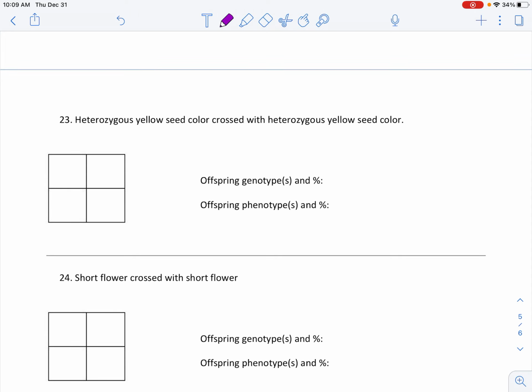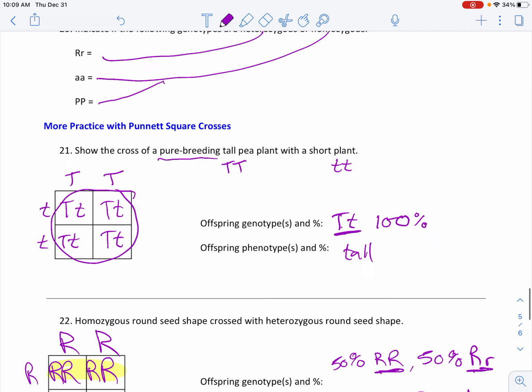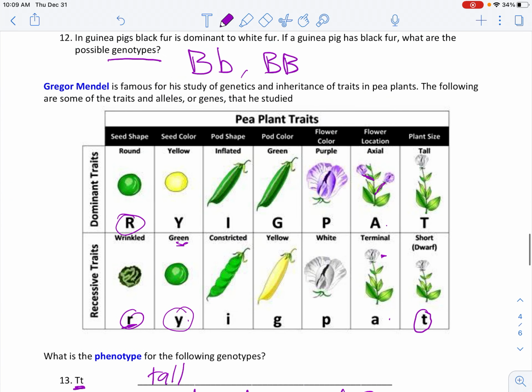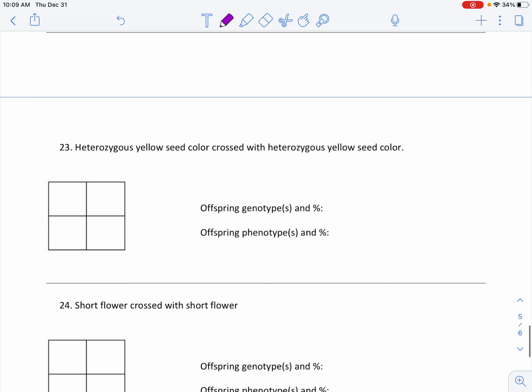23, another cross here: heterozygous yellow seed color crossed with heterozygous yellow. So you can just double check. Yellow is Y, and heterozygous would be big Y, little y, and that's what they both are. I'll try to show them more dramatically here. So big Y, little y, big Y, little y.